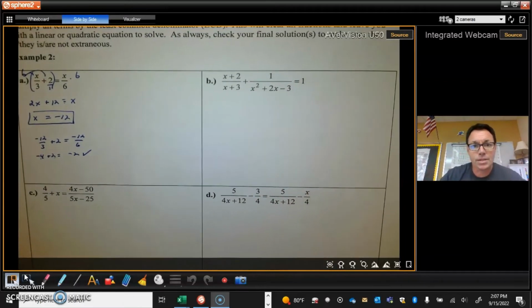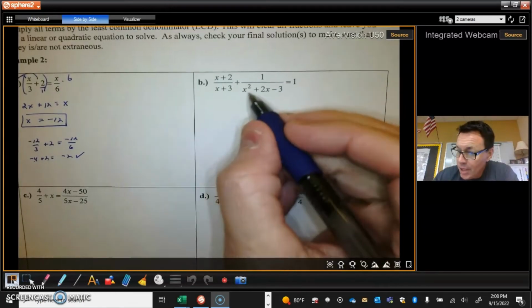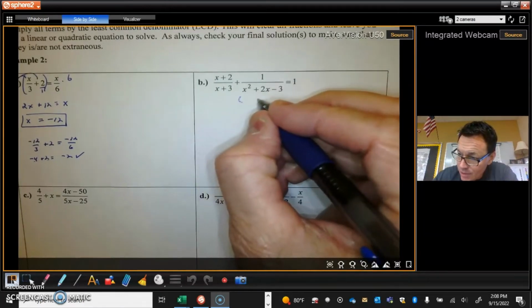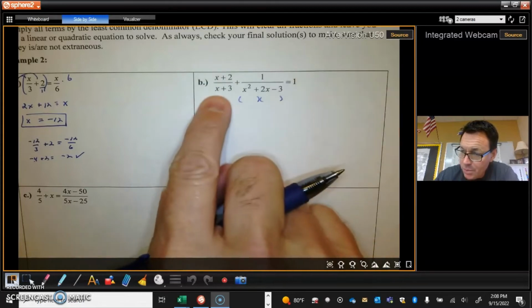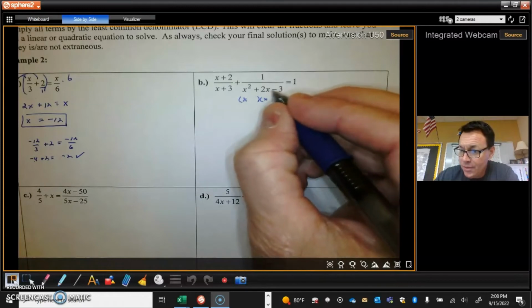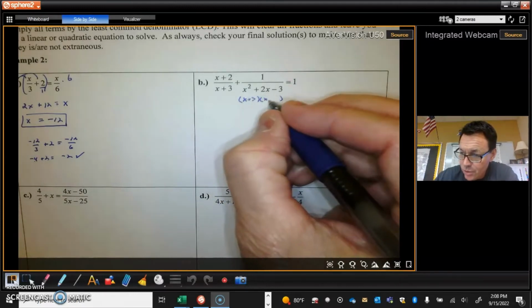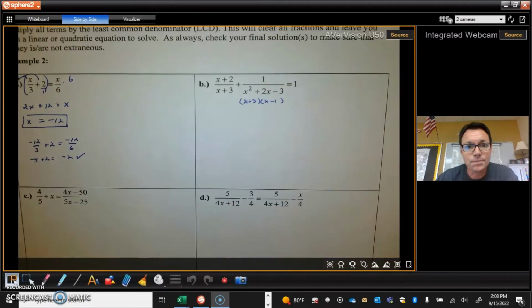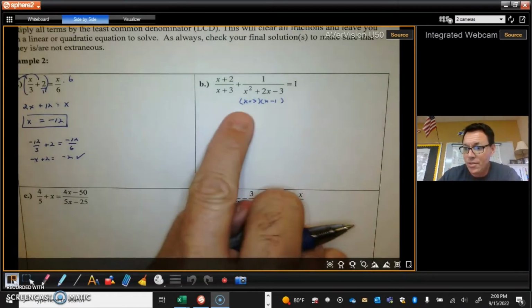All right, look at the next example. Now, again, what I want to do is I want to multiply everything by the least common denominator of what I'm looking at. So I'm going to need to factor this so I can see what that is. I'm hoping that x plus 3 is one of these factors. So x, factors of negative 3 that add up to positive 2 are plus 3 and minus 1. All right, so our least common denominator is this.